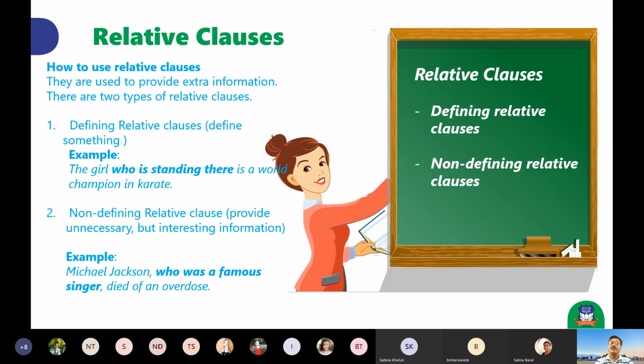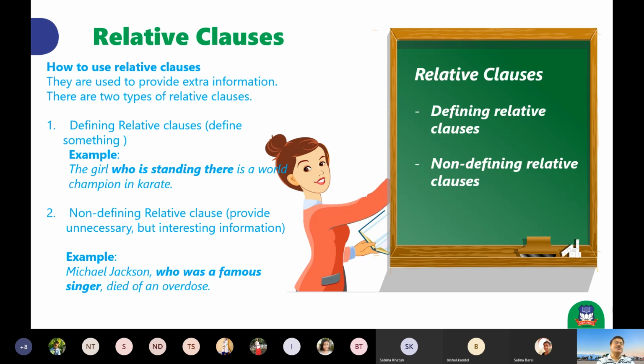Some extra information. Okay. So without saying who was a famous singer also, everybody knows that Michael Jackson was one of the famous singers. Everybody knows, and that celebrity, that great singer, the famous singer, died of an overdose. This is known. That's why it is not necessary, okay, to give this information. Without the information also it is known.